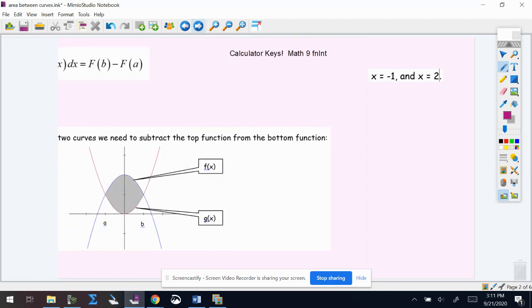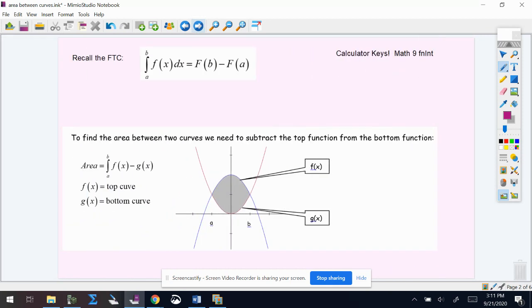So looking at what we're doing today, now we're looking at finding area between two curves. Some things to recall from above: we're going to be using the fundamental theorem of calculus, which told us how to evaluate a definite integral: integrate, and then top boundary minus bottom boundary. And the key calculator keys that we're going to use a lot are Math 9, which gives us FNINT, and it allows us to put that integral in and have the calculator basically do all the heavy lifting.